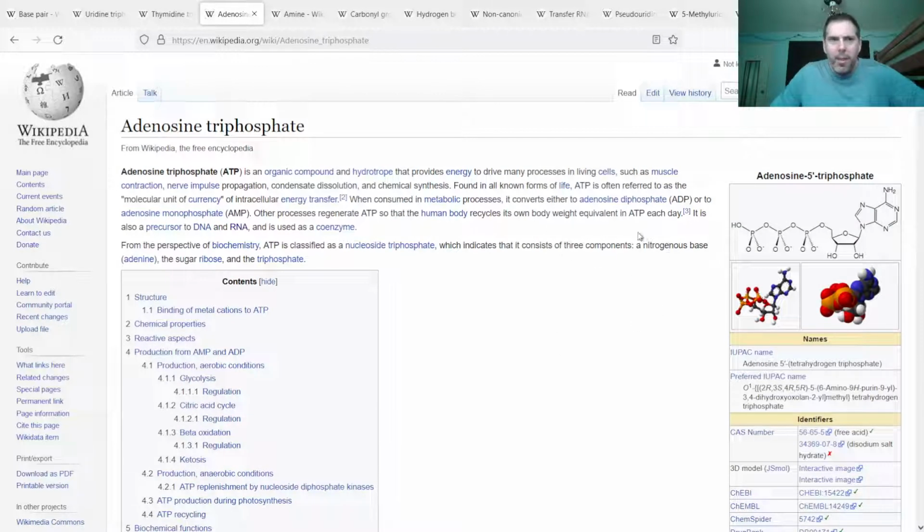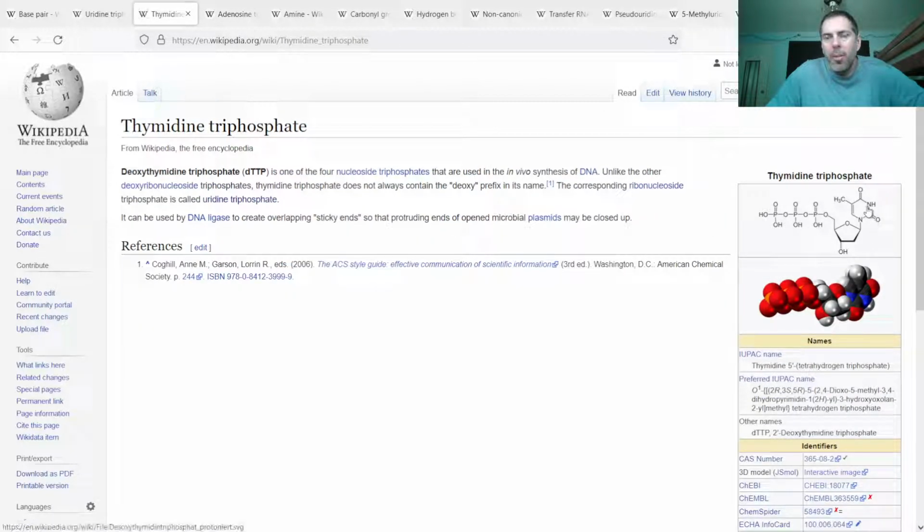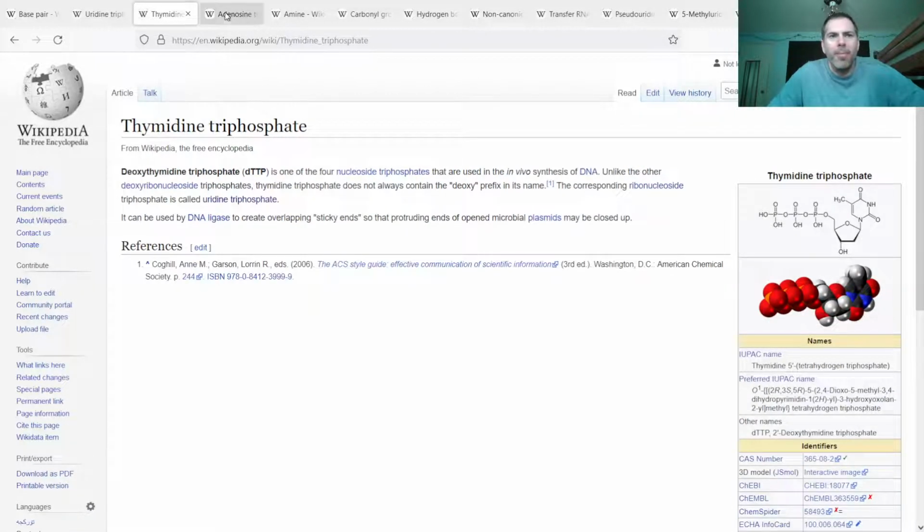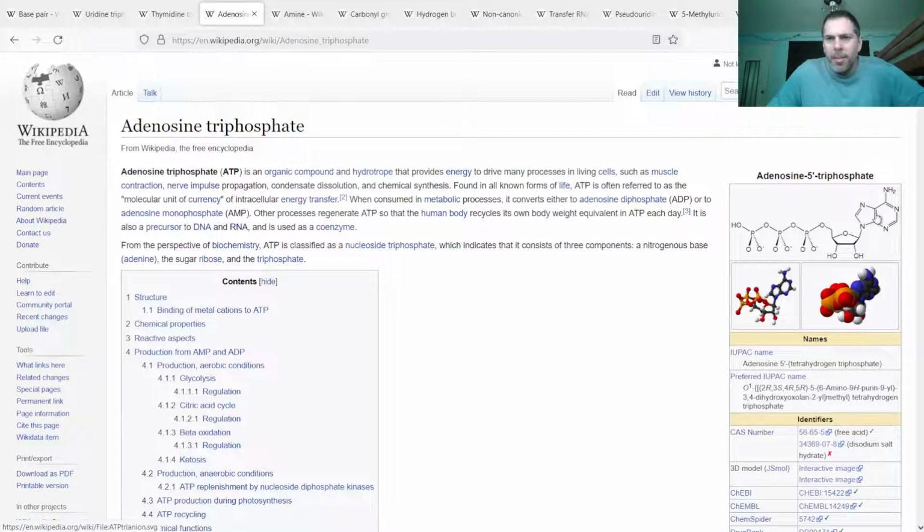And then adenosine triphosphate is the purine base here versus the pyrimidine bases on the other ones, uridine and thymidine. Adenosine, or adenine, the base, does not have a hydroxyl carbonyl group on it.